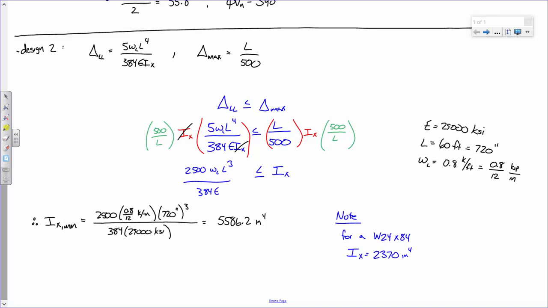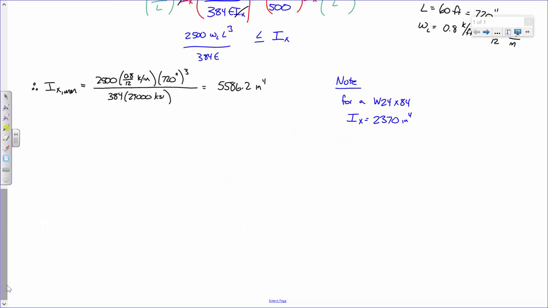All right. So if we have a requirement of this Ix, what section would you pick? The W33 by 118. So we'll say try a W33 by 118. Ix is what? 5900. Now, this beam is heavier than our assumption, so we do need to go through the process of checking the moment capacity. So what's Zx for a W33 by 118?